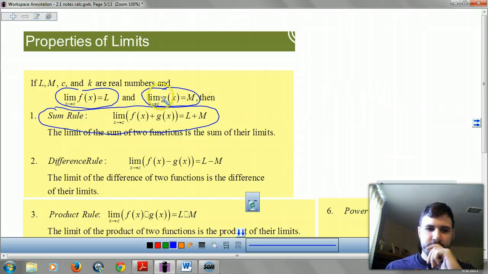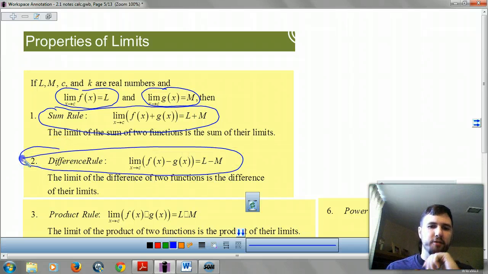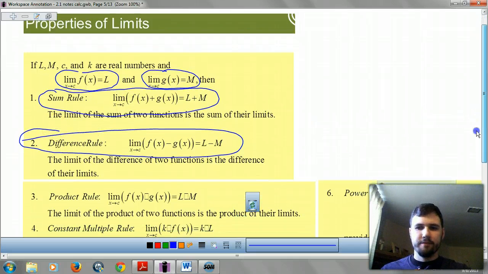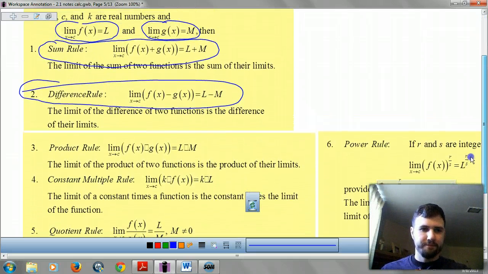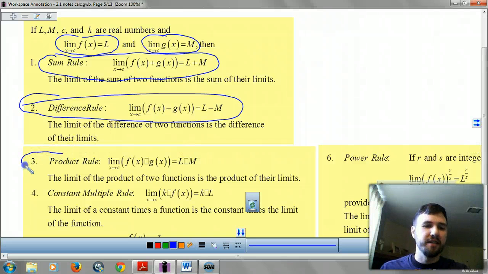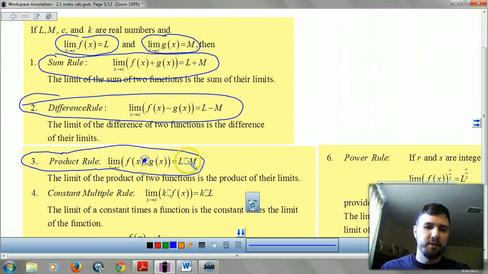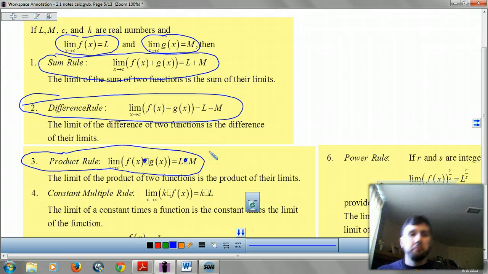Good. Number 2 says the same thing with subtraction, right? Product rule says if you're multiplying two functions, you can multiply their limits. Okay, so you can add, subtract, and multiply your limits, if you're multiplying, adding, subtracting your functions.